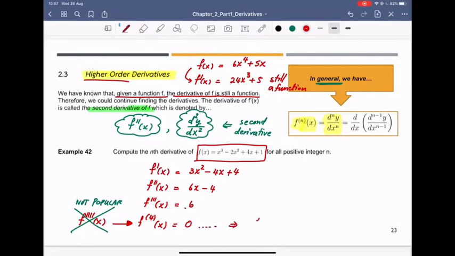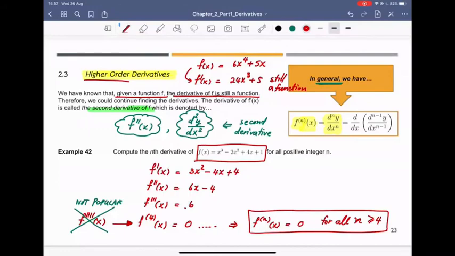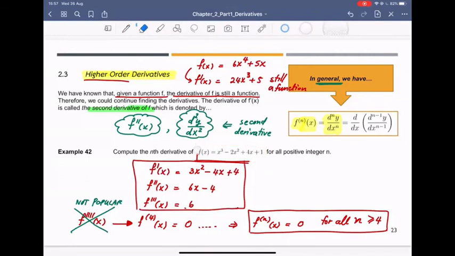Which means f raised to the parenthesis n, which is the differentiation at the n order, is going to be 0 for all x, for all n greater than or equal to 4, right? After n equal to 4, everything must be 0. But for 1, 2, 3, you have the answer here. Sounds good? All right, this is called higher order derivative.